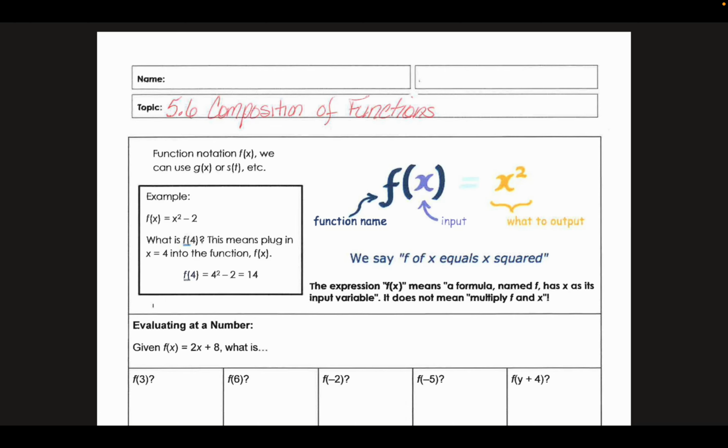Welcome everybody to Algebra 2, Section 5.6, Composition of Functions. So to start off today's lesson though, let's actually review function notation, something we've done before.